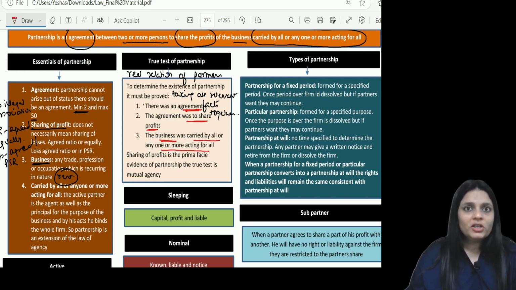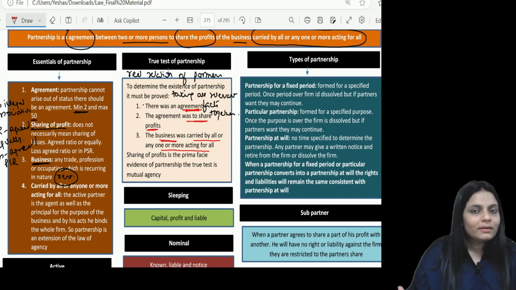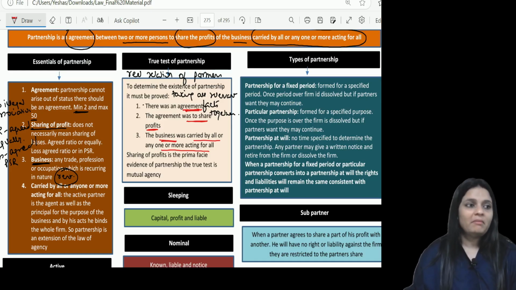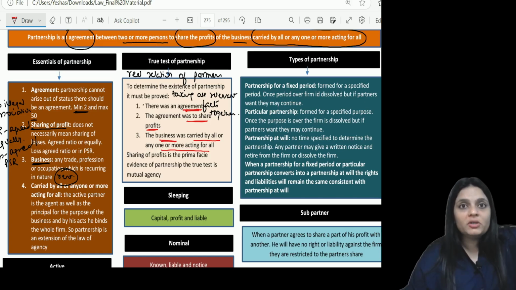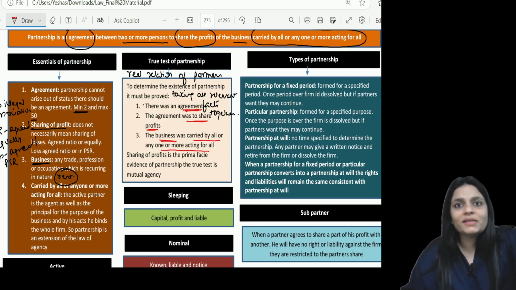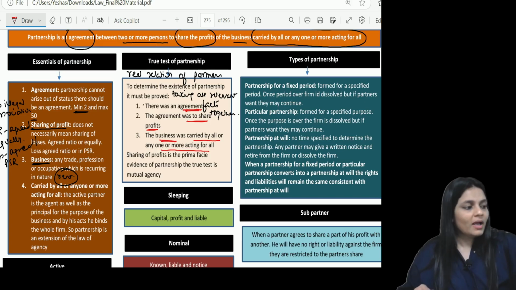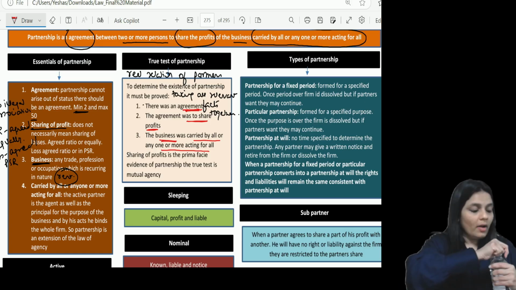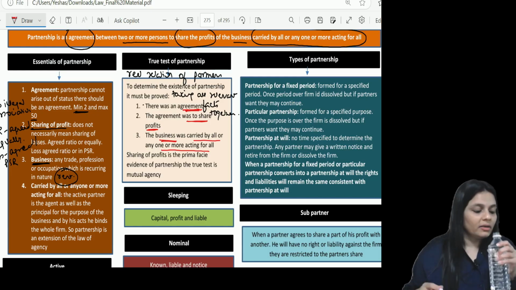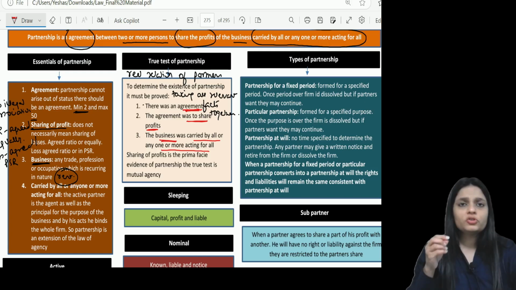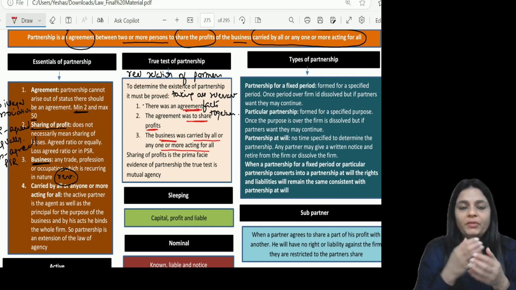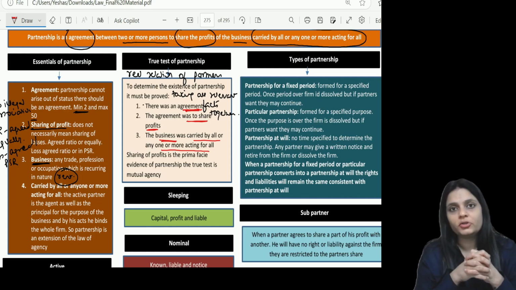But let's say there is only sharing of profits. Is sharing of profits alone considered as partnership? Let's say I've hired a sales manager, and I tell him that I will pay him commission on the basis of the profit that he earns for me. In this case, he's getting a share of the profits, but does he become the partner of the firm? No. He's sharing the profits, but he's not the partner. So sharing of profit alone cannot be considered as evidence of partnership.